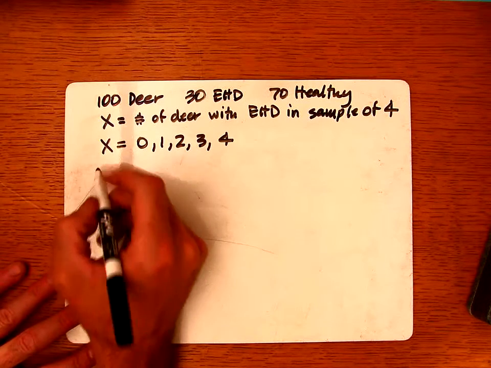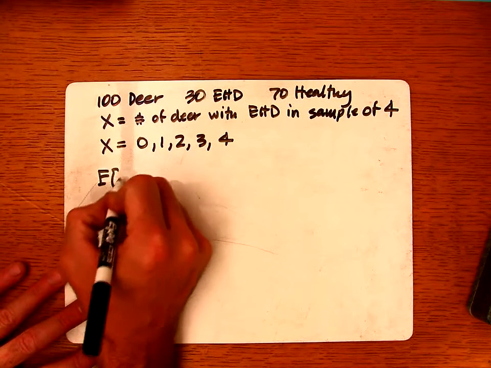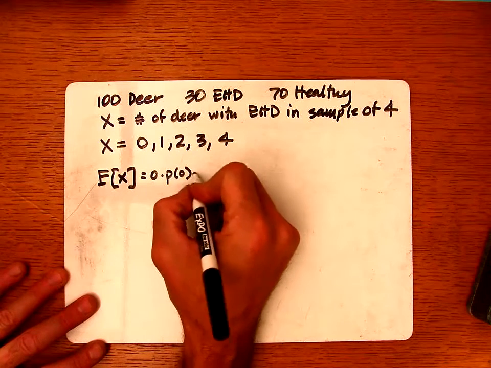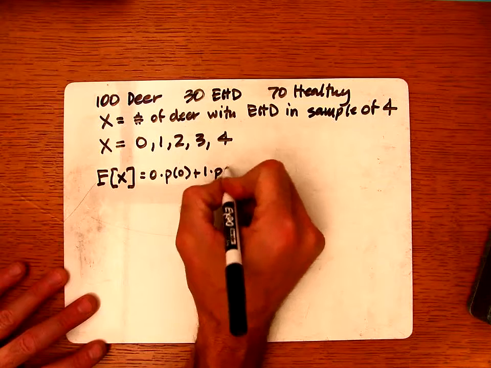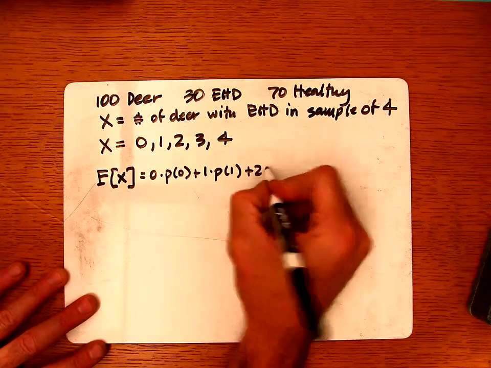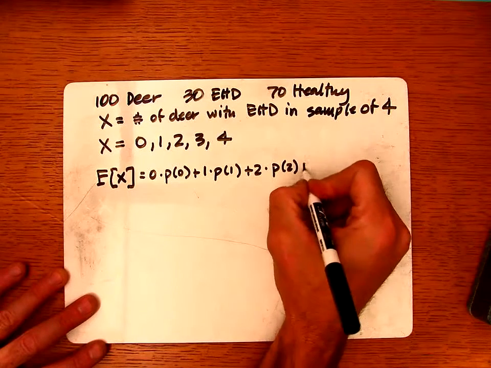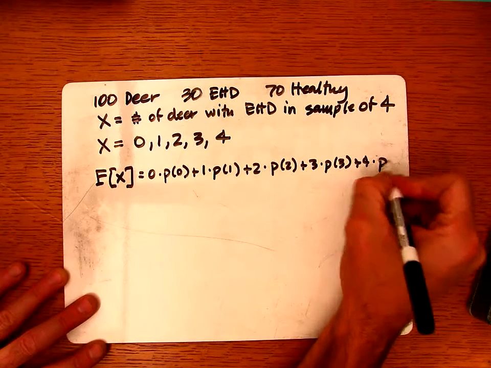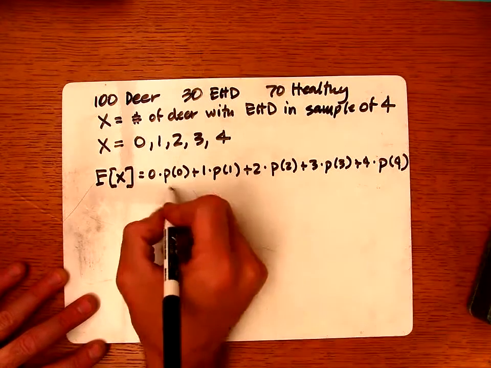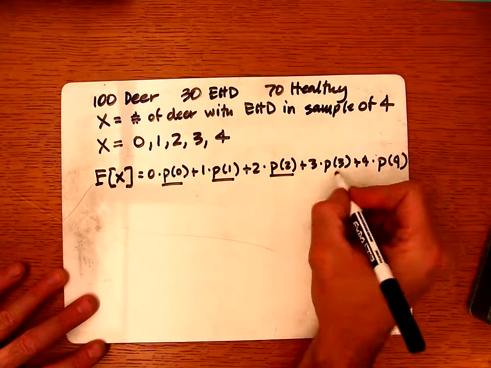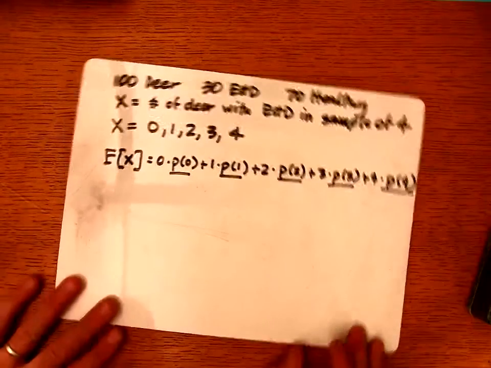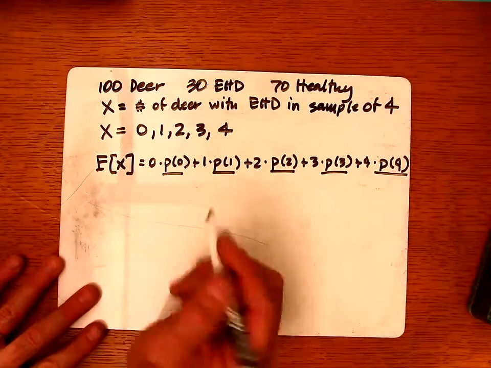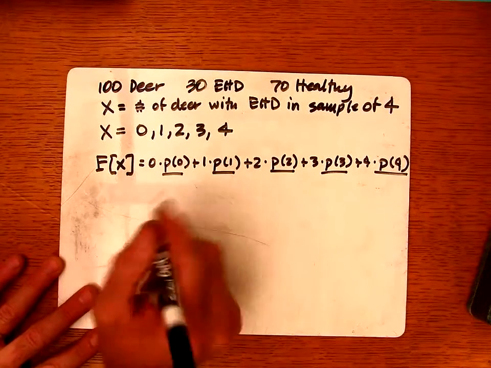And in order to find the expected value of x, we would take 0 times the probability that we get 0 in our sample, plus 1 times the probability we get 1 in our sample, plus 2 times the probability we get 2, plus 3 times the probability we get 3, plus 4 times the probability we get 4 in our sample. The pieces we need to calculate are just the probability distribution function of the number of deer in our sample who are sick. So let's take a look at that and see if we can generalize what those are.